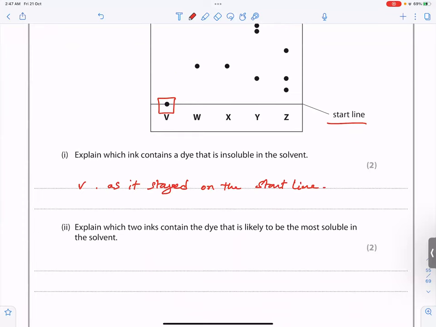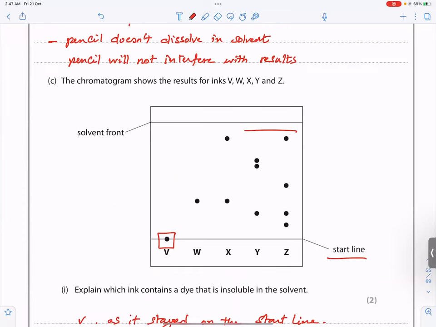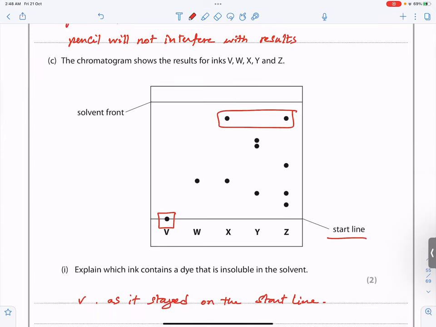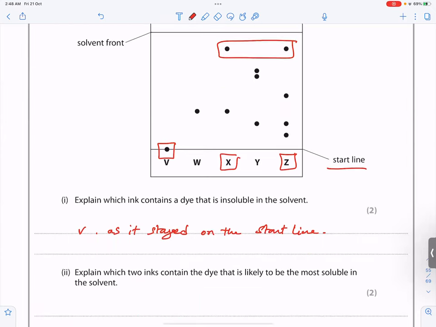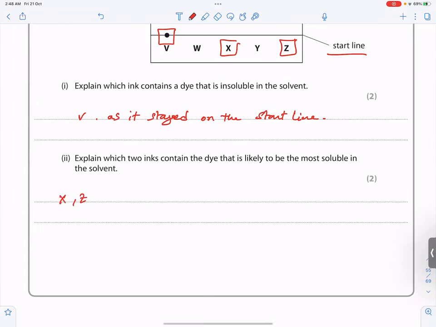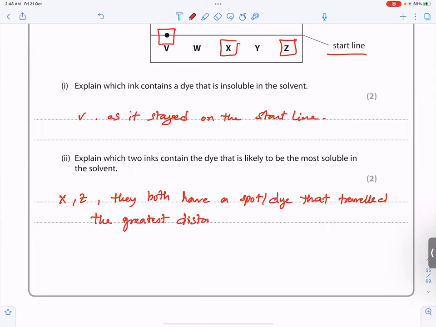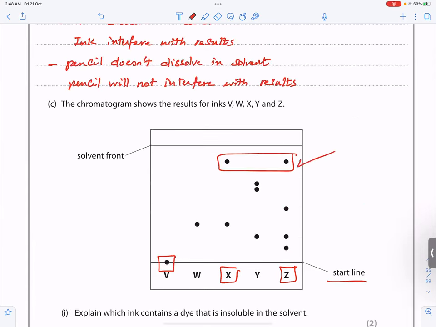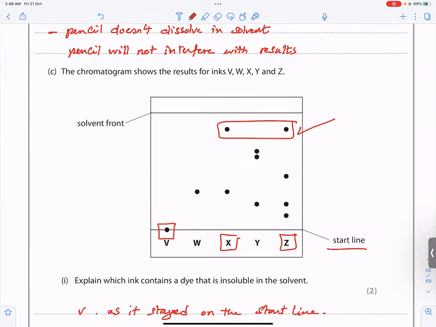Explain which two ink contain the dye that's likely to be the most soluble. طبعا the two spots دول مشوا اكبر مسافه دول بتوع X وZ وده معناها انه X وZ ليه؟ لان هما they both have a spot او a dye that traveled the greatest distance. لأن الصفات بتاعتهم ماشية أكبر مسافة اللي هي closest للsolvent front.